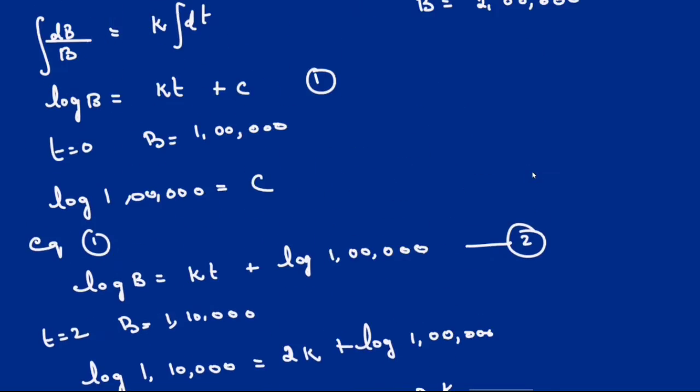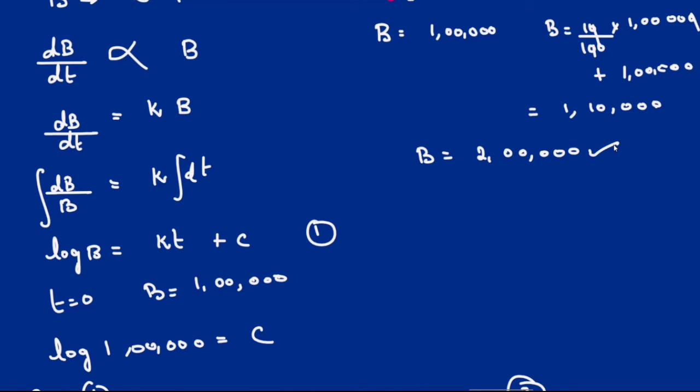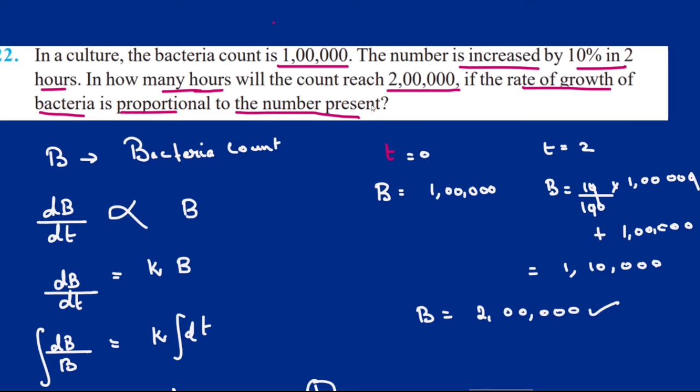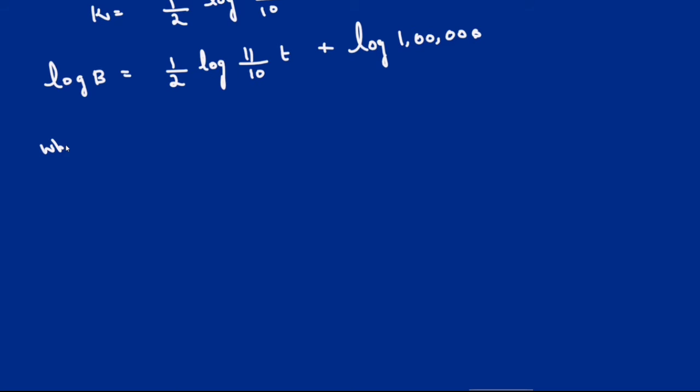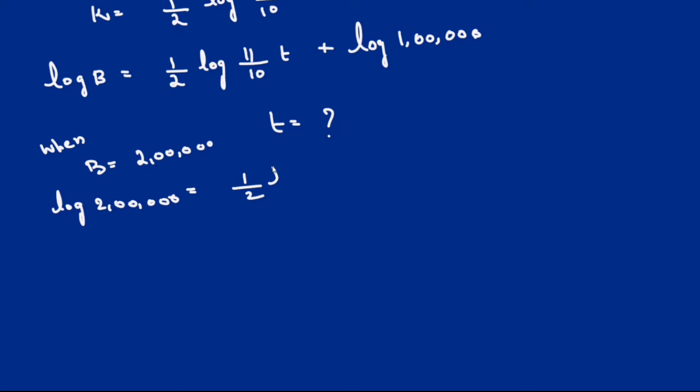The question is, when the bacteria count is 2 lakhs, how much time will it take for the count to reach 2 lakh? So when B is 2 lakh, what is T? That's the question here. The time taken is asked. So put B is 2 lakh, so log 2 lakhs is 1 by 2 log 11 by 10 into T plus log 1 lakh.